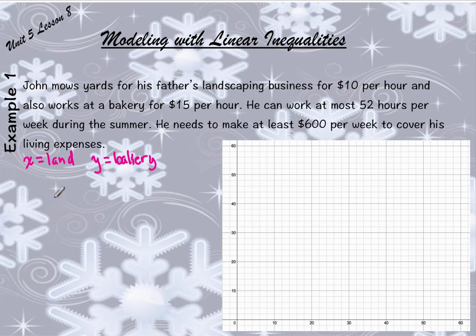So this is John's dilemma. If he takes the number of hours he works at landscaping and adds on the number of hours at the bakery, he can work at most 52. So that means we have to be below 52 or equal to it. He also has to look at his money. He gets $10 per hour for landscaping and $15 per hour working at the bakery, and he has to make at least 600.